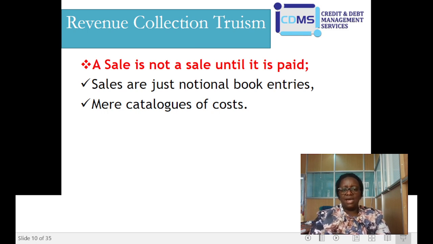Another truism that is common in collection is that a sale is not a sale until it is paid for. Sales are just notional book entries. What does that mean? If the customer has not paid you, stop celebrating the sale. There is no sale if the money has not come on board. We have just incurred a cost. When we sell on credit and we have not been paid, we have just added a cost on our side. That expense will only be recouped when we ask for payment. Therefore, a sale is not a sale until it is paid for.